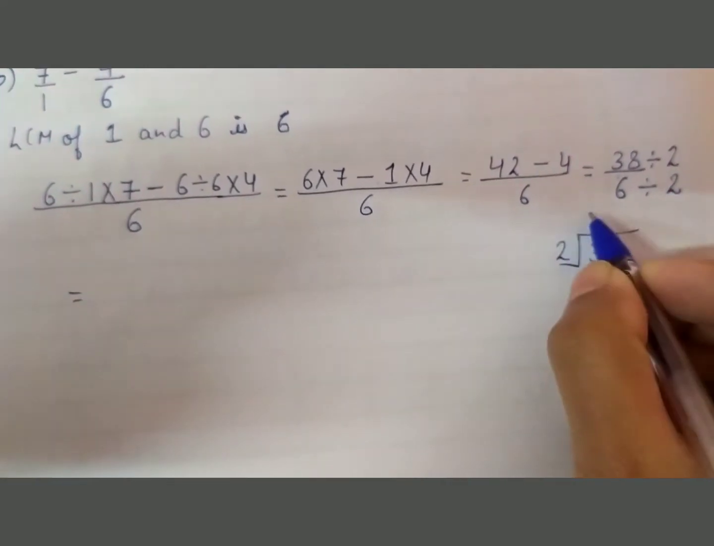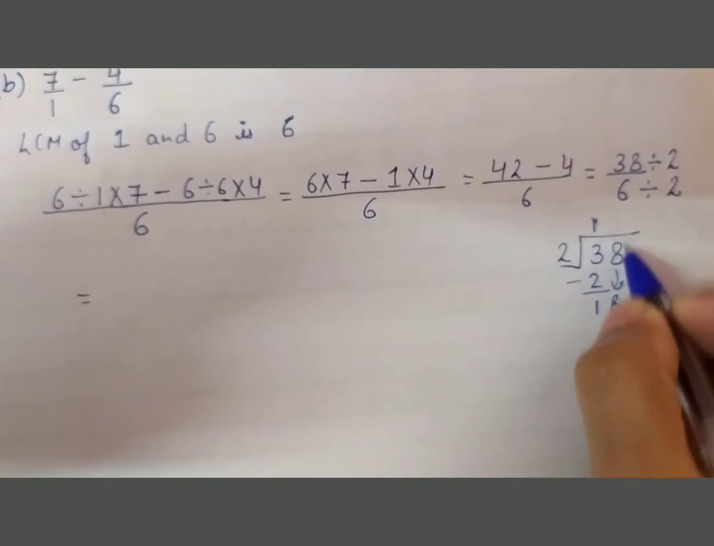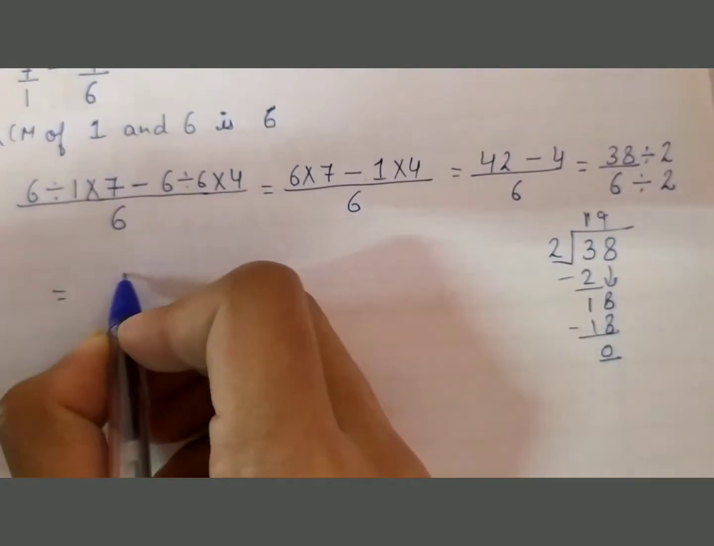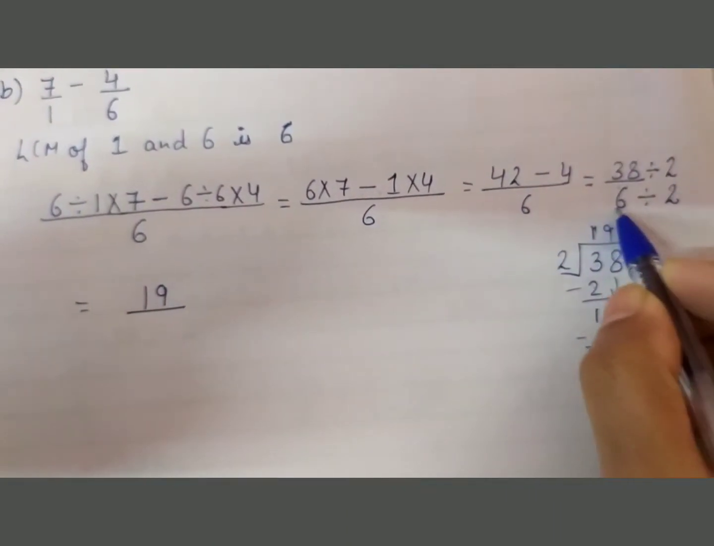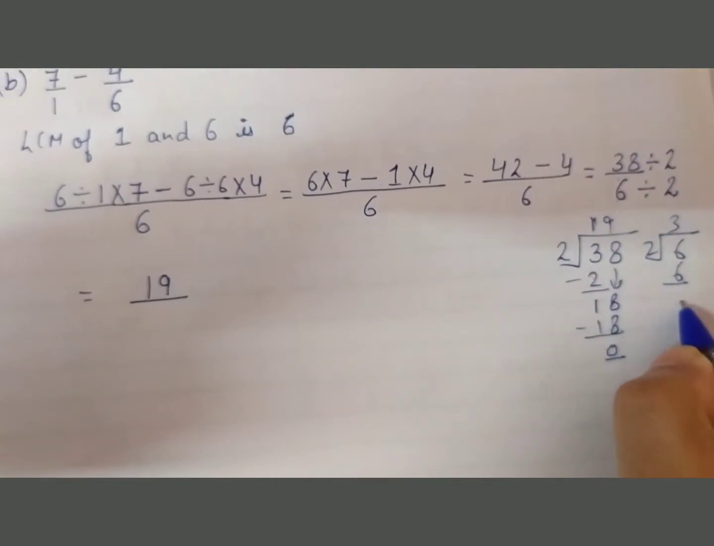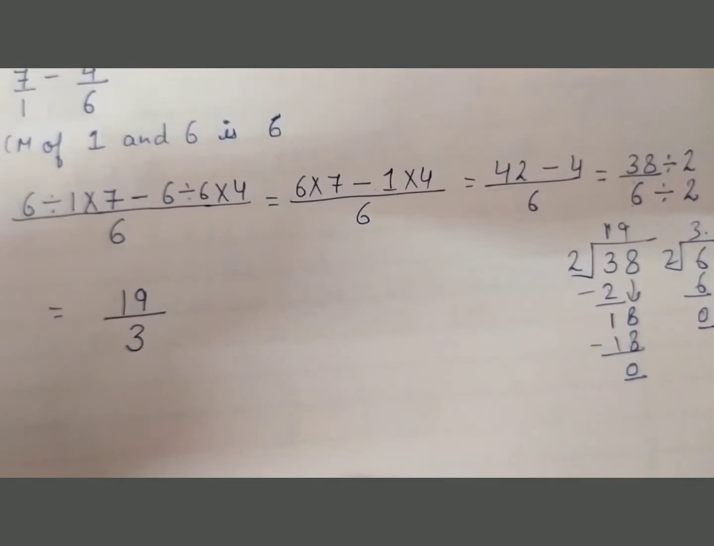2 ones are 2. 3 minus 2, 1. Write down 8. 2 nines are 18. 18 minus 18 equal to 0. Answer is 19. Write 19 upon 6 divided by 2. 2 threes are 6. 6 minus 6 equal to 0. Answer is 3. Write 3. Answer is 19 upon 3.